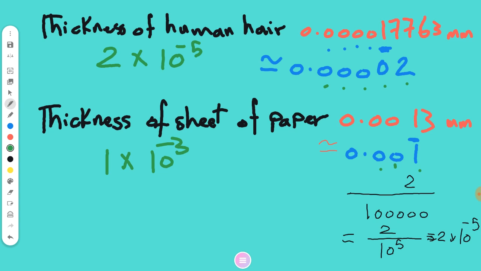Now I can compare these two numbers in an easy way. So 2 times 10 to the power negative 5 and 1 times 10 to the power negative 3. Which one is greater? Don't forget that the negative sign is tricky. When the number becomes bigger for a negative power, the value becomes smaller. So the power of negative 5 is smaller than the power of negative 3. That's right.